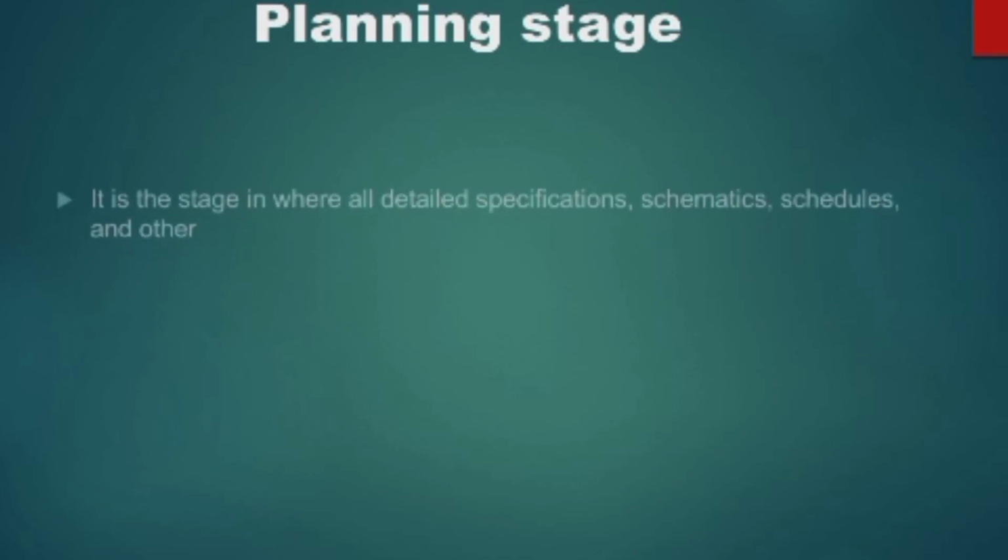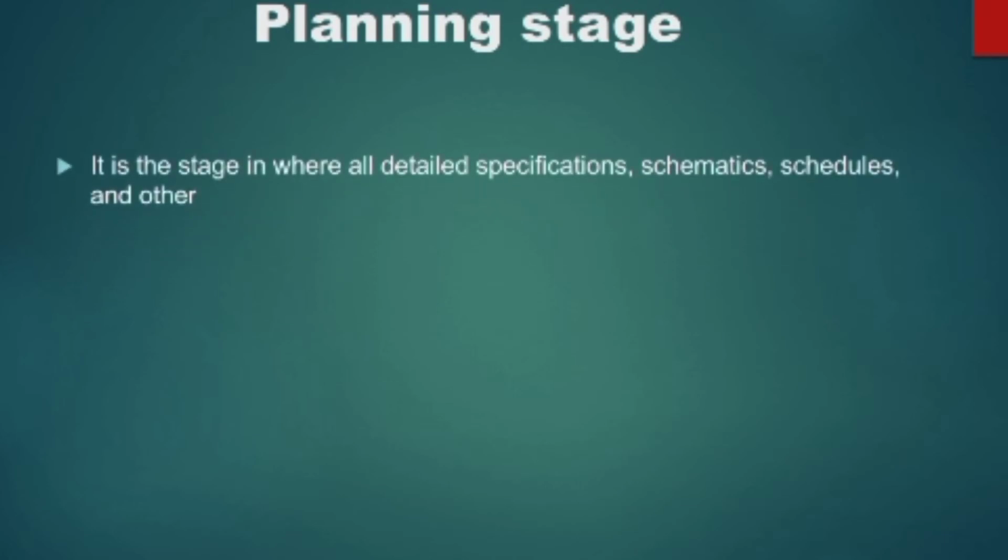The second stage that I want to talk about is the planning stage. The planning stage is the stage in which all detailed specifications, the schematics, the schedules, and other plans are developed. So at the planning stage, you look at the detailed specification. At the conceptualization stage, you took the overall specification, but at the planning stage, you take everything into details. So the specification, the schematic, the schedules.